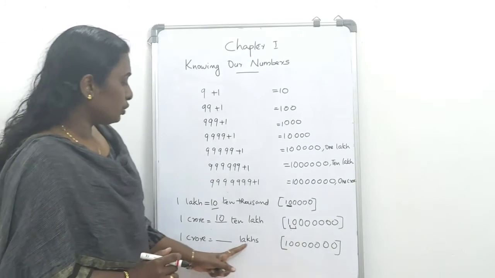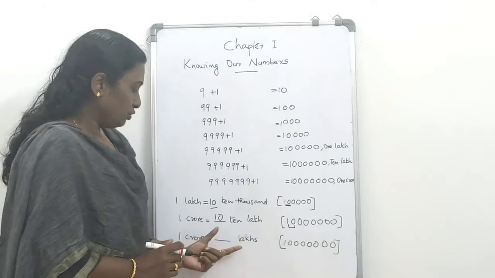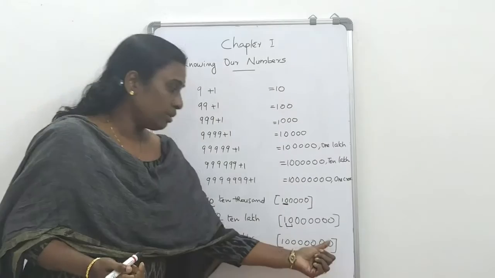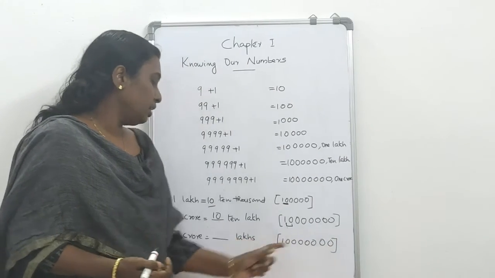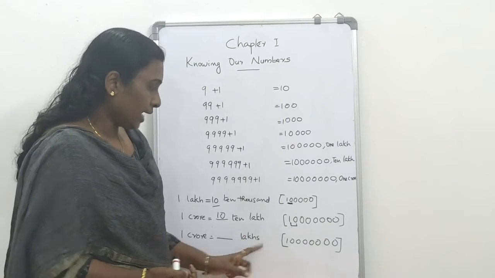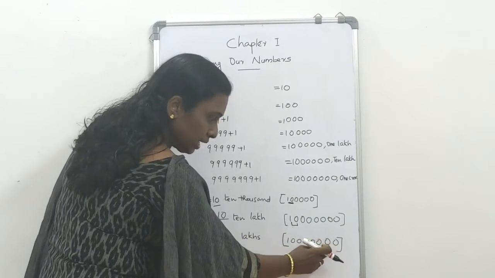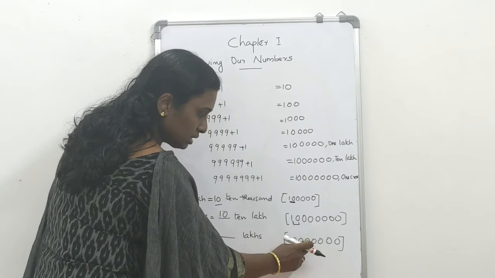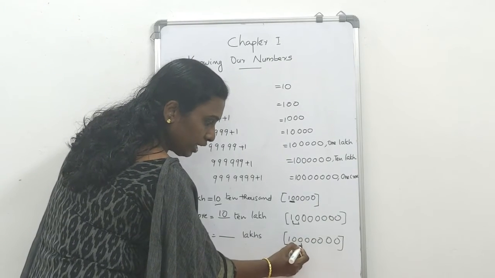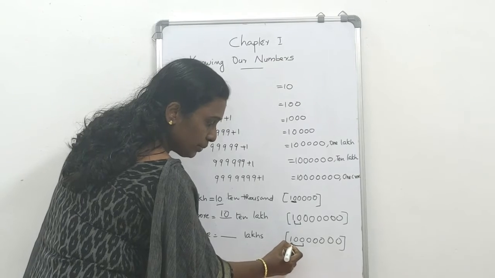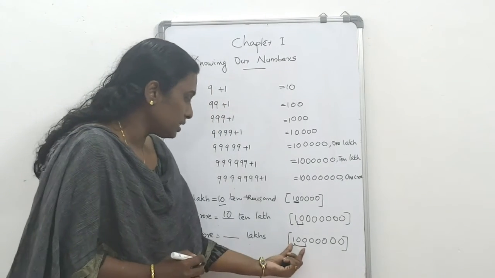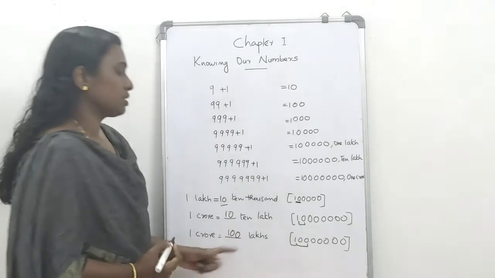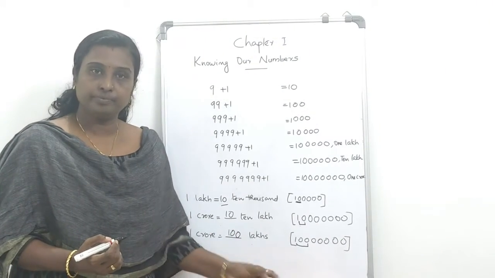1 crore equals dash lakhs. For that, first write 1 crore and start from ones place, unit place, till lakhs: ones, tens, hundreds, thousands, 10,000, lakh. We reached here. This number is 100. So 100 lakhs. Okay, got it?